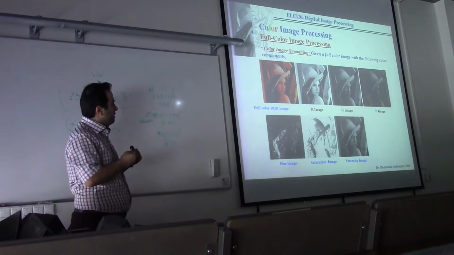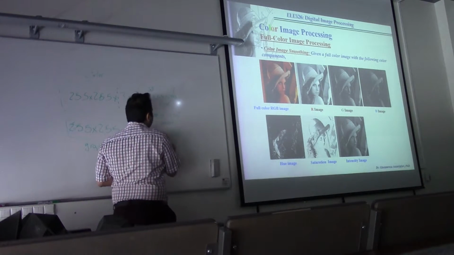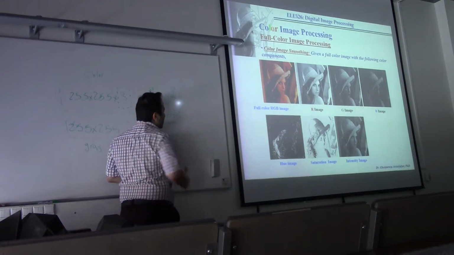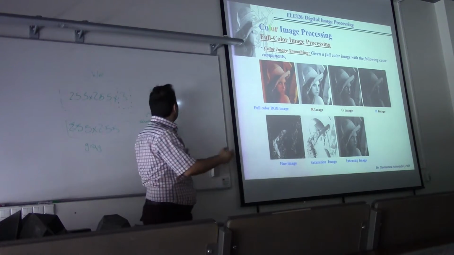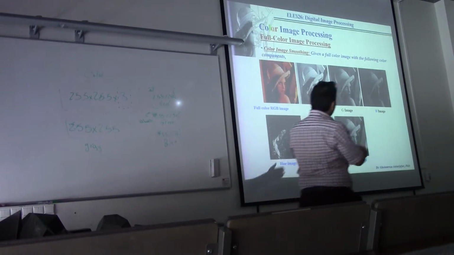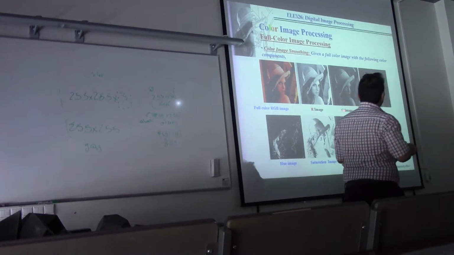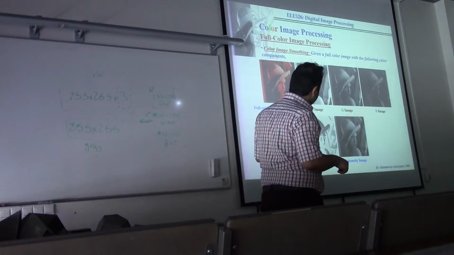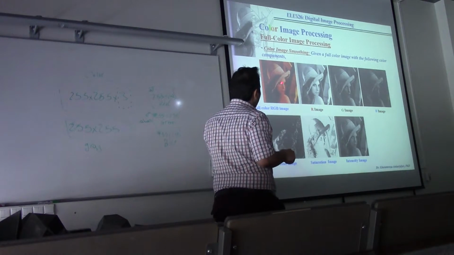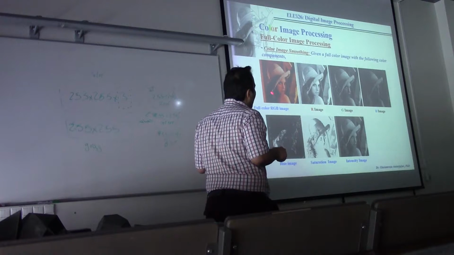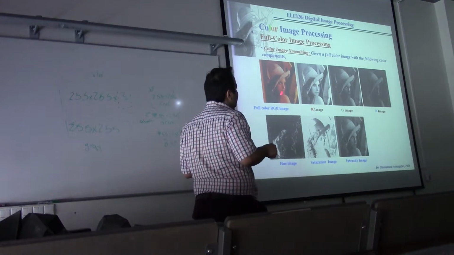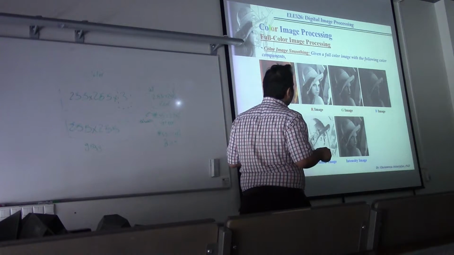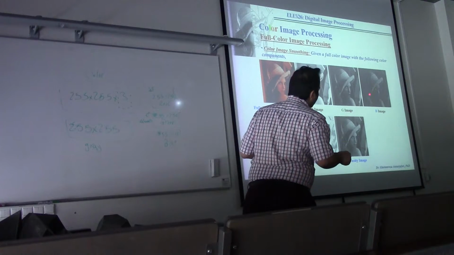here for the green, but with different values. For example, 150 here, maybe 25, maybe 28 for the other values. And also you can see we have the green image here, and also the blue image here. As you can see, because the tones of the colors are close to red in this image, we can see a more visible image than, for example, the blue image.